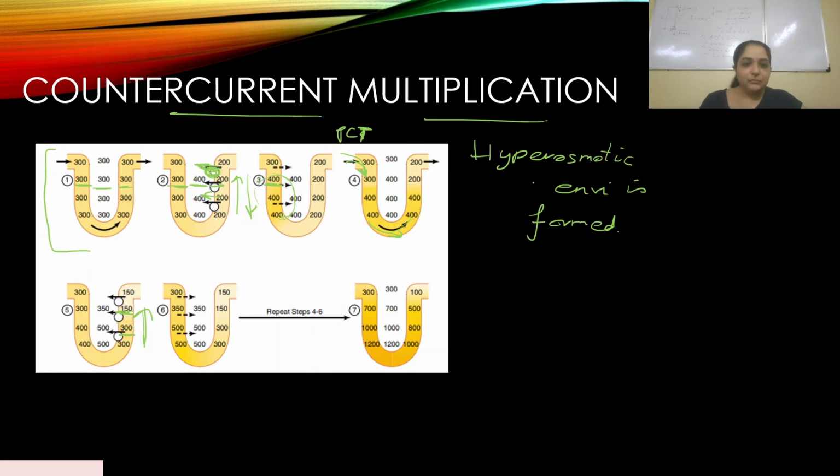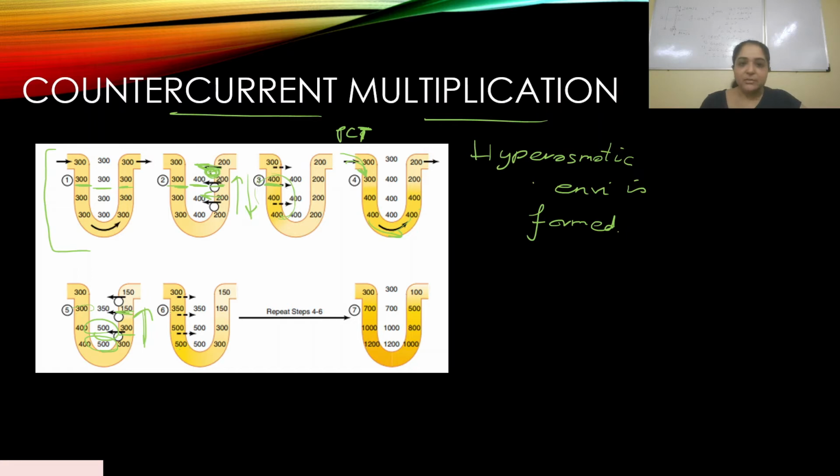Salts are moving out, so 300 has now become 500 over here, and this has also become 500. Similarly, water will move out to balance that. So the insides become 350, 500, 500, from 400 to 500.